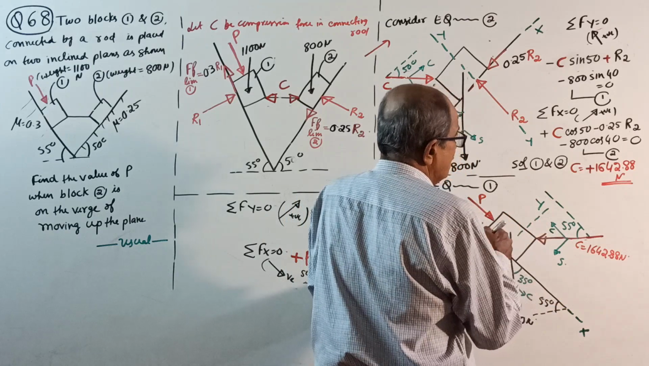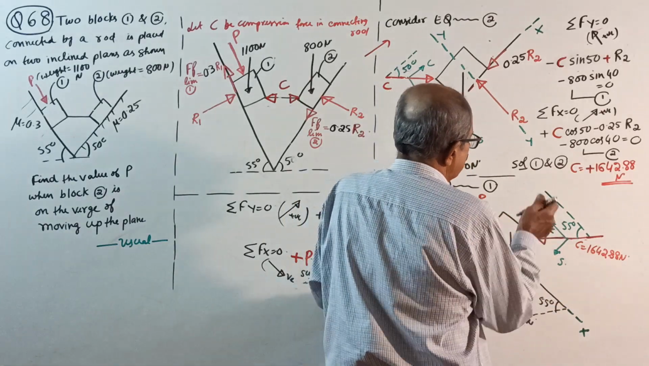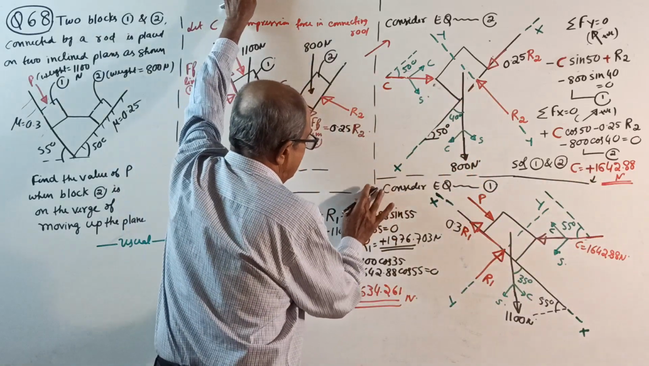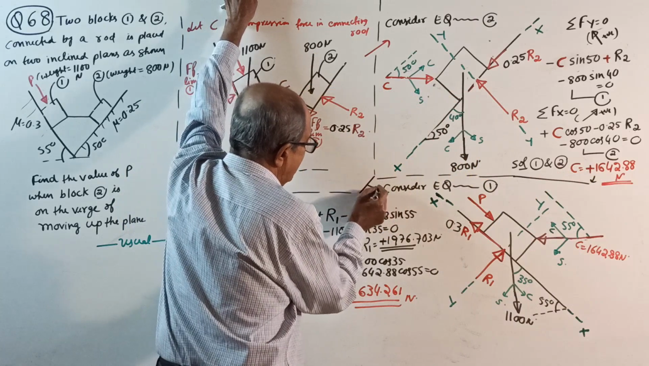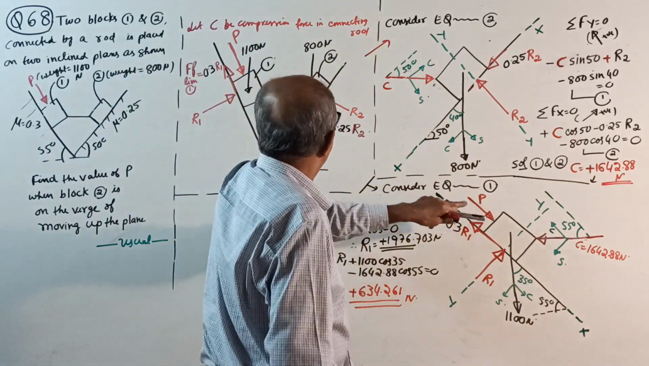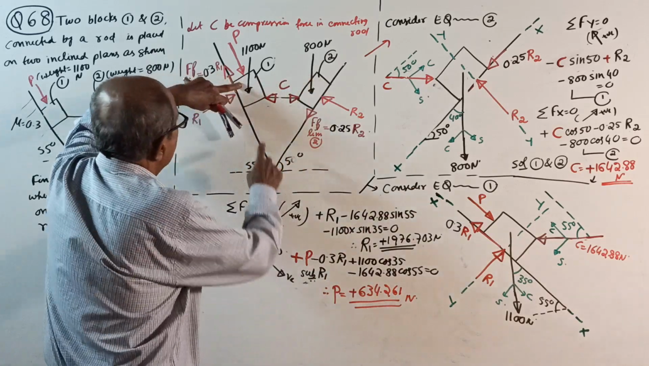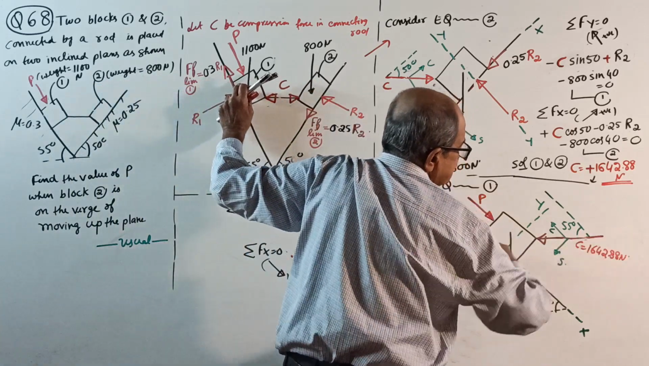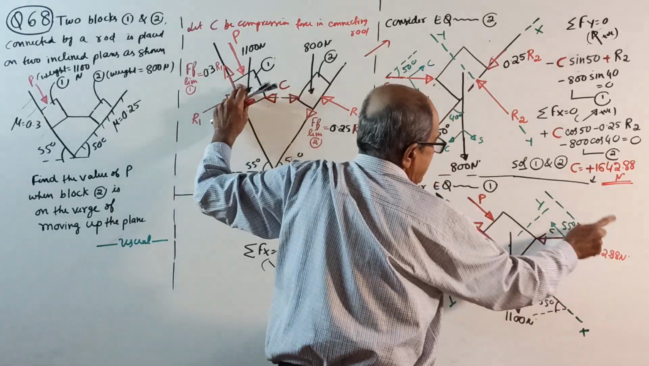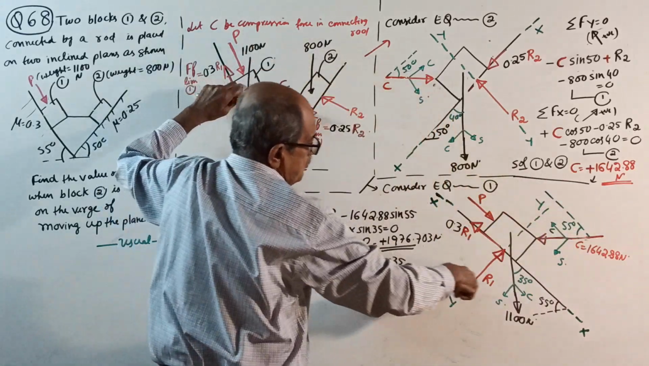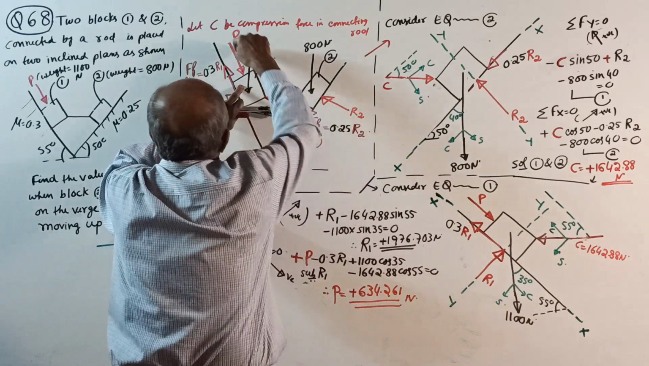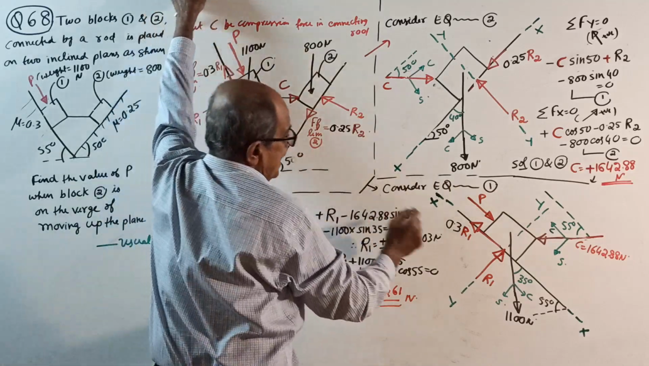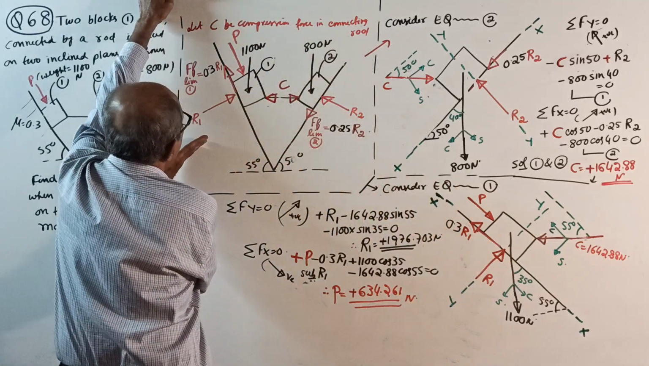Now see correctly how I am solving. Once you finish this one, then come here. You should see how I am writing. Now consider equilibrium of block 1. One pushing force, by this time this C is known to you, 1642.88. Weight 1100, down. Then one unknown force P along the plane. Friction 0.3 R1 and normal reaction R1.